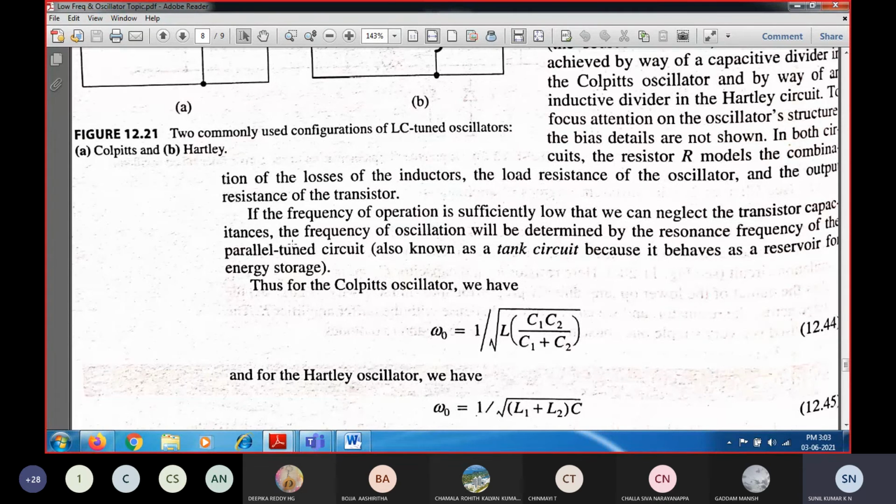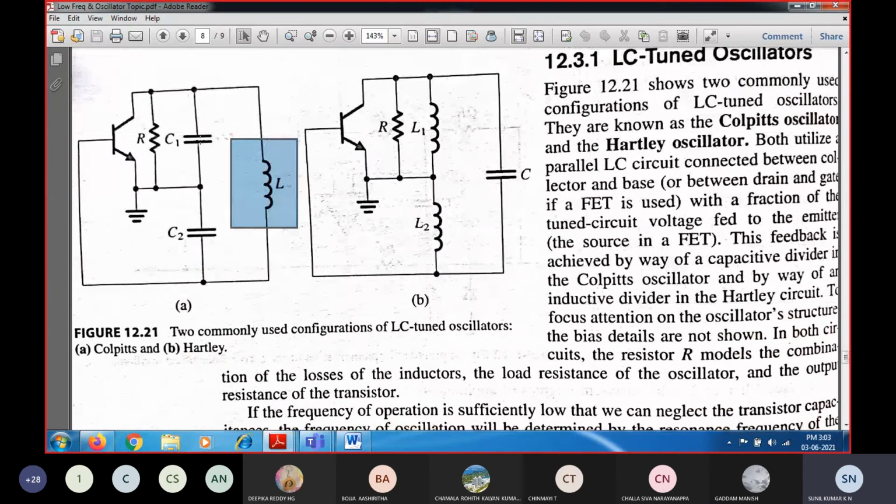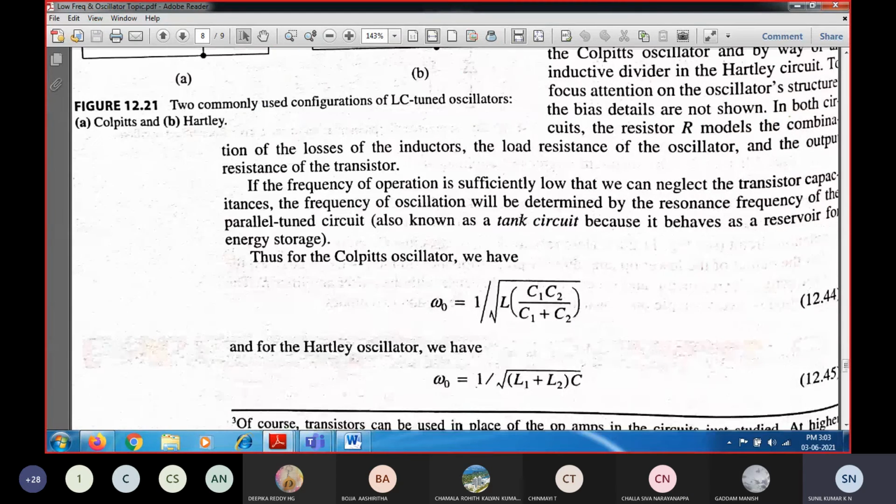Now, for the frequency of oscillation of the Colpitts oscillator and the Hartley oscillator, similar to what we obtained for the RC phase shift oscillator, which is 1 by 2 pi RC into square root of 2n, here the oscillator frequency will be 1 by 2 pi into square root of L into C.